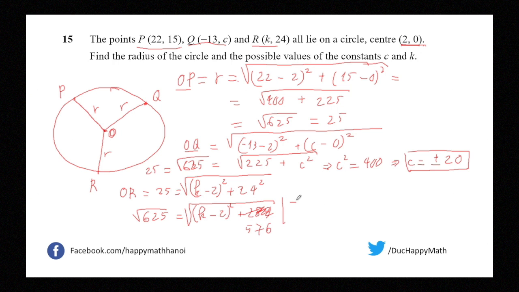So from this one, (K minus 2) squared will be equal to 49. Yes. So K minus 2 equals plus or minus 7. So K will get two values. First one, K equal to 9, and the second, K equal to minus 5. Minus 5 and 9.